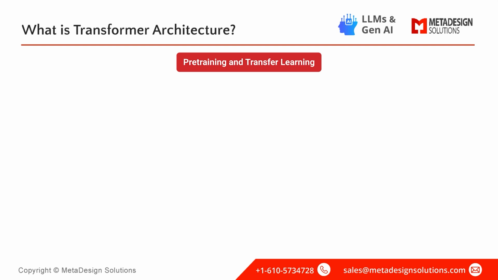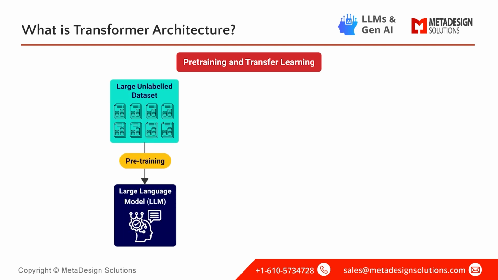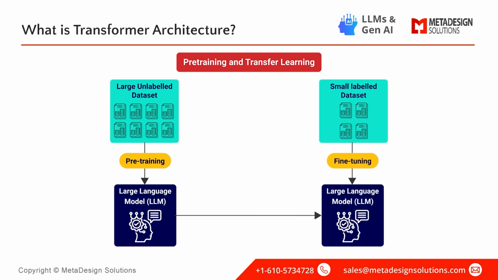Pre-training and transfer learning. Pre-training is the first stage of training, where the model learns general language patterns from massive datasets. After pre-training, the model can be fine-tuned for specific applications. This is where transfer learning comes in. Transfer learning allows the model to apply what it has learned during pre-training to new specialized tasks. This process saves a tremendous amount of time and computational resources, as the model doesn't need to be trained from scratch for every task.